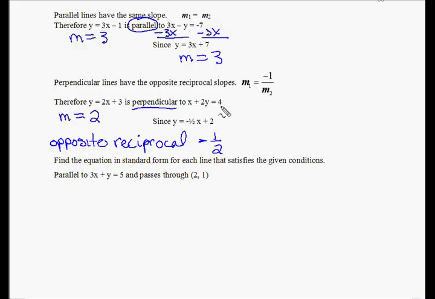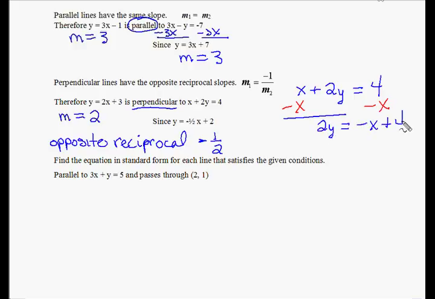So let's go off to the side of our paper and solve the second equation, x plus 2y equals 4, and put it into slope-intercept form. To put an equation in slope-intercept form, you must isolate y. So I'm going to add the opposite of x to both sides of the equation. 2y is equal to the opposite of x plus 4.